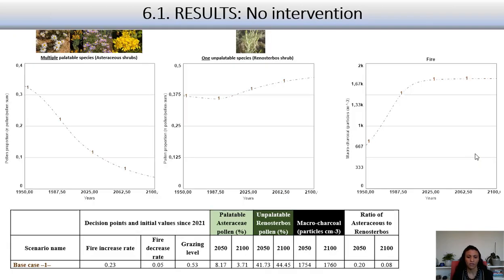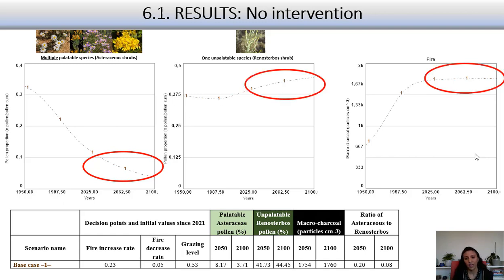Now let's look at some of the results. So if managers decide to do nothing, business as usual, this is the base case, we'll see that there'll be a decrease in biodiversity, shown by the decrease in Asteraceous shrubs and an increase in Rhinoceros, and fire will stay at the relatively high levels that it is today.